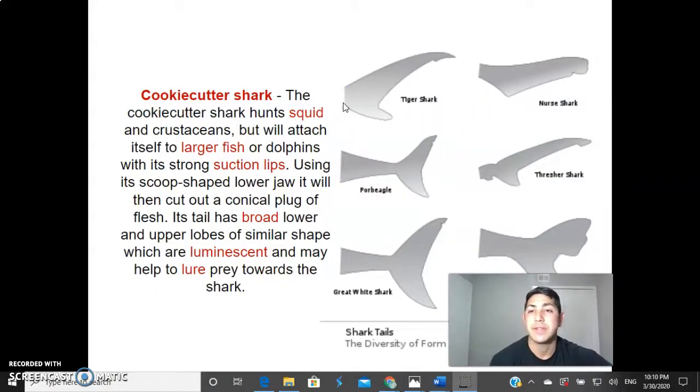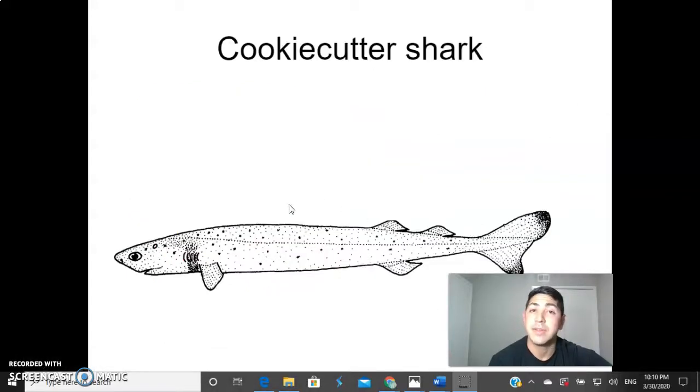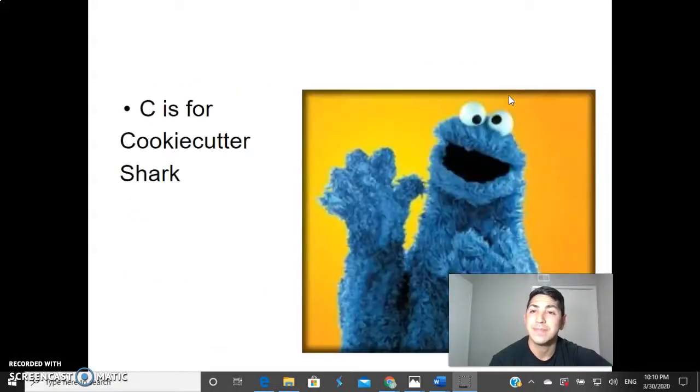Lastly, we have the cookie cutter shark. The cookie cutter shark hunts squid and crustaceans, but will attach itself to larger fish or dolphins with its strong suction lips. Using its scoop-shaped lower jaw, it will then cut out a conical plug of flesh. Its tail has broad lower and upper lobes of similar shape, which are luminescent and may help to lure prey towards the shark. And here's a little diagram of the cookie cutter shark. Here's the cookie monster saying C is for cookie cutter shark.